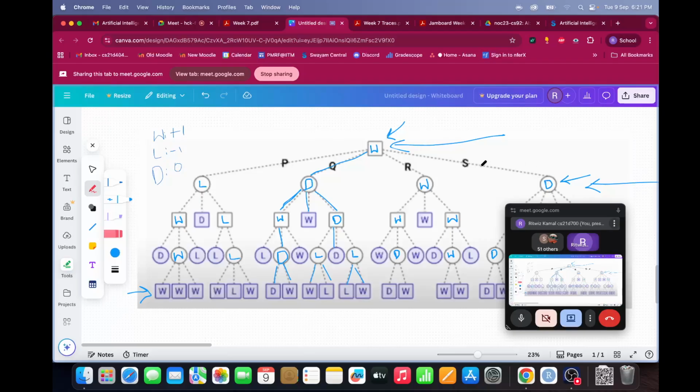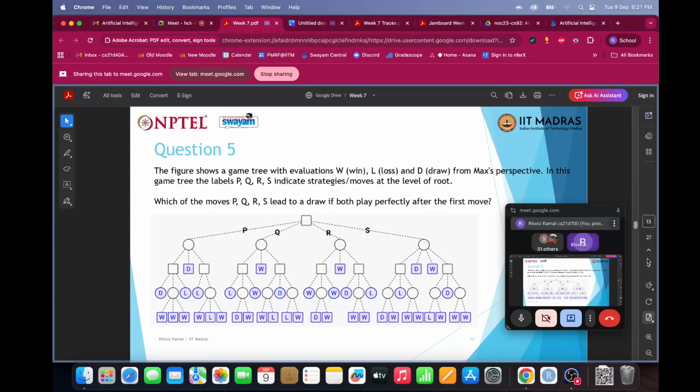Q and S, right? These are the only two strategies that will lead to a draw if both players play perfectly from Max's perspective. Q and S is the right answer.